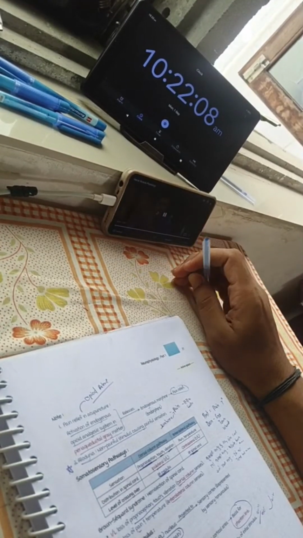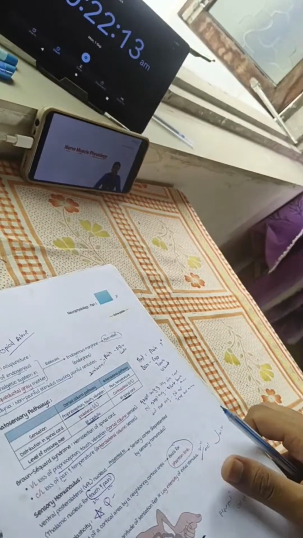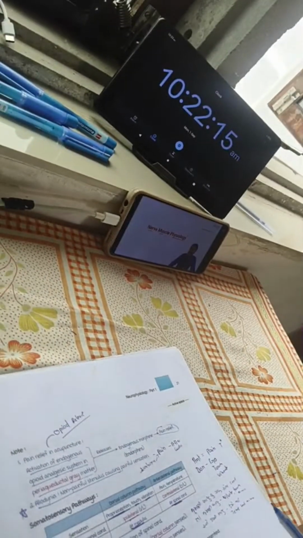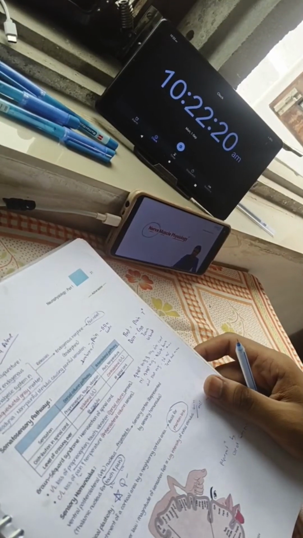Physiology revision, we will shift our attention now to nerve muscle physiology. Physiology of nerve fibers, physiology of muscle fibers. Understanding this nerve muscle physiology is the foundation for understanding neurophysiology later. We'll understand about the nerve fibers.